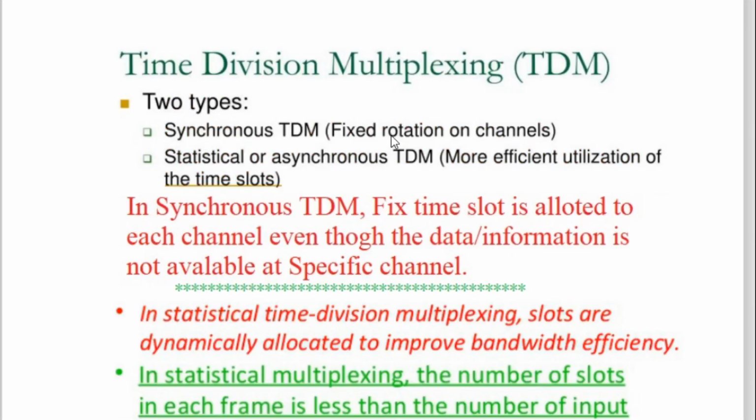Now what do we mean by asynchronous? It is more efficient utilization of time slot. How come? See here, first of all let us see synchronous. In synchronous time division, a fixed time slot is allotted to each channel, even though the data or information is not available at a specific channel. Suppose at one particular channel, suppose channel number 3, information or data is not available, then also a specific time slot is allotted to that channel.